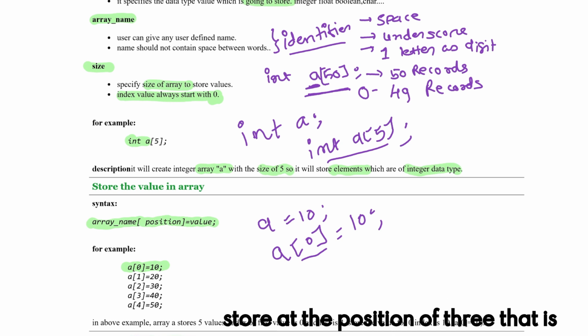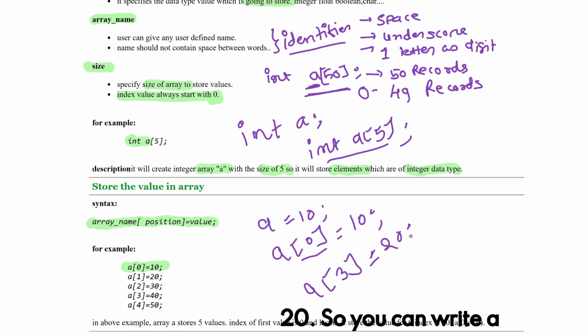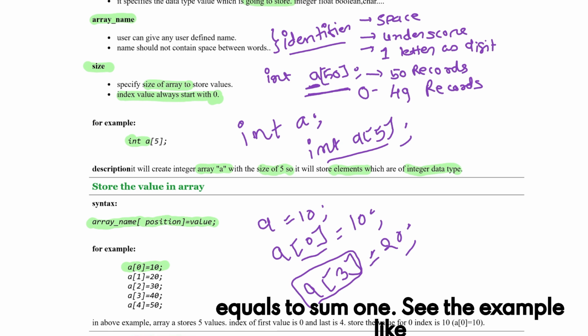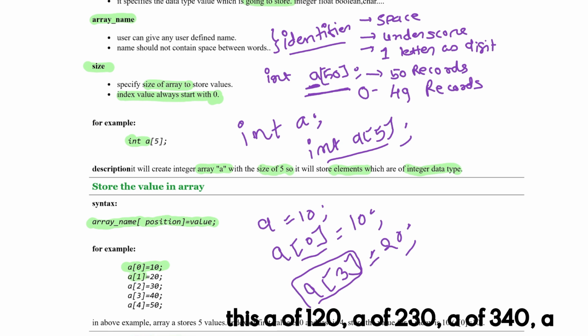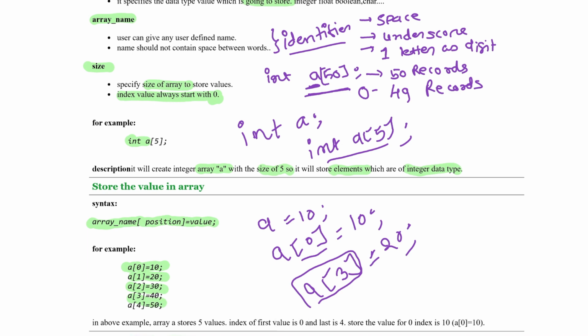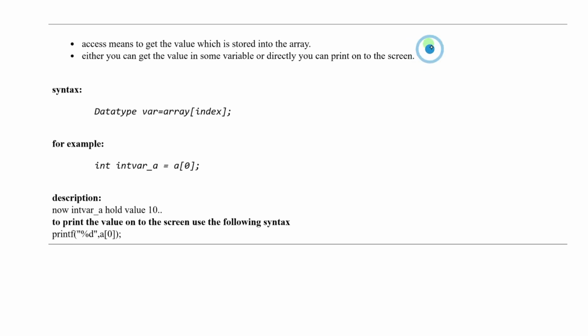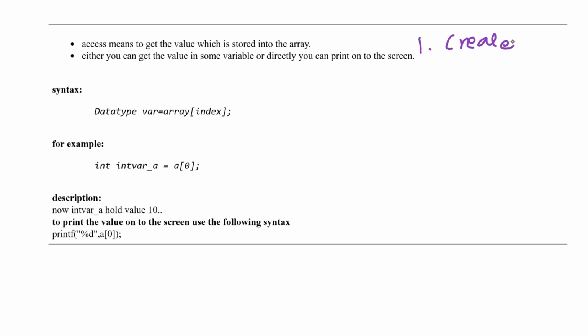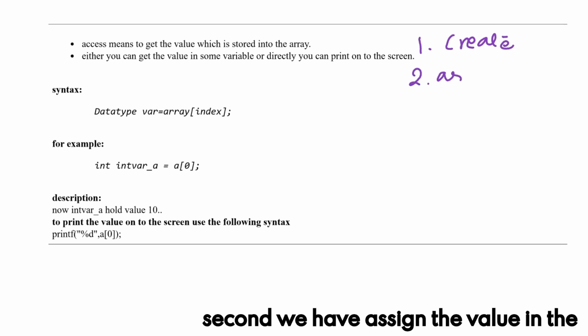Now suppose you want to store 20 at the position of 3. So you can write a[3] = 20. So you can specify your index position equals to some value. See the example like this: a[1] = 20, a[2] = 30, a[3] = 40, a[4] = 50. First we have created the array. Second we have assigned the values in the array.